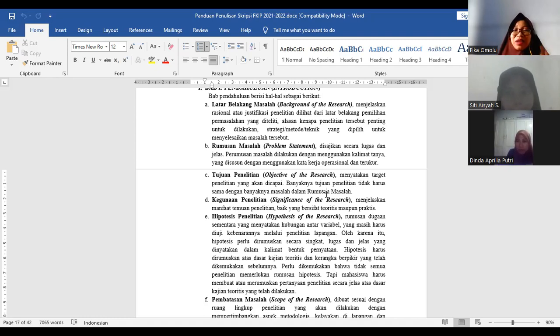While the significance that we talk about here is the benefit. If we do the research, who will benefit from the research? Maybe the researcher also, the teachers maybe, the students maybe, or other researchers. So that's the significance of the research, ya. Jadi objektif dengan signifikan itu berbeda. Ini sudah kita bahas sebelumnya di research ya, di mata kuliah research.